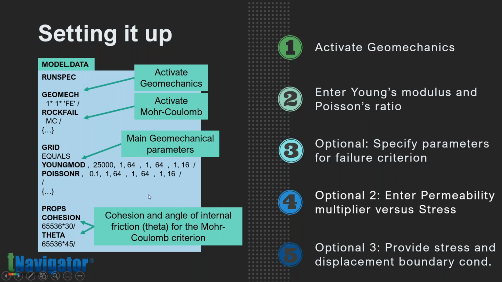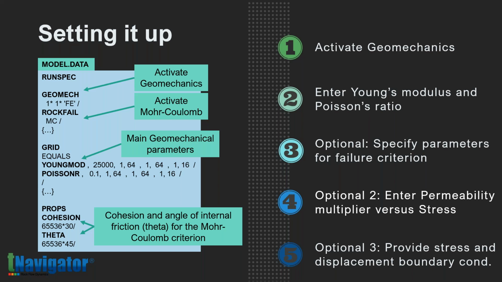So it's very simple. The first step is to activate geomechanics in your run spec section, and it's a single keyword. And the second step is to enter Young's modulus and Poisson's ratio in your grid properties, and those are entered like any other grid properties that you could have, like porosity, permeability. It's the same way to enter these properties. You just need to get the values from the geomechanical studies or from a geophysicist in your company or any consultant.